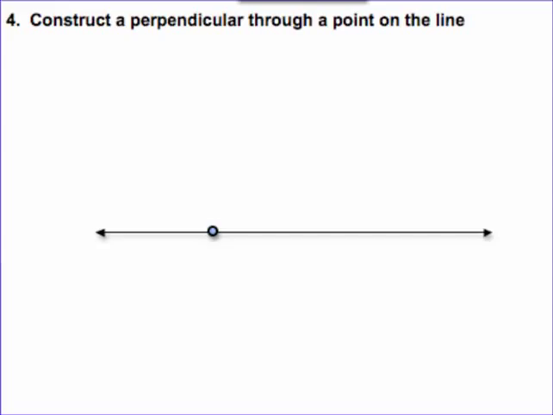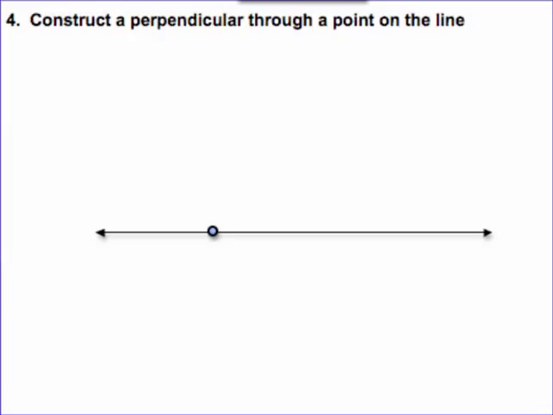Okay, so now we're going to go ahead and complete construction 4 and 5 from your book. If you notice, 4 says construct a perpendicular through a point on the line. Basically what we're saying is that we want to draw a line through this point, and we want to make sure that the line that goes through this point is perpendicular.